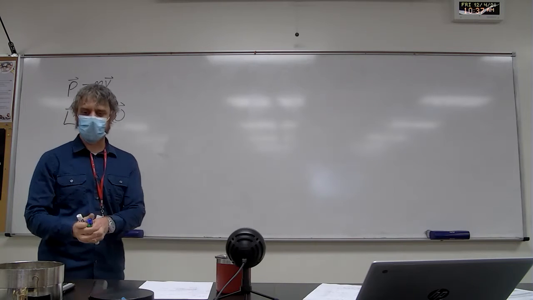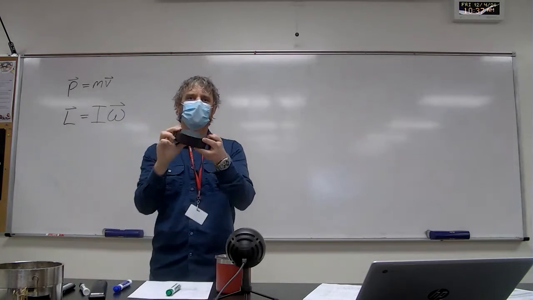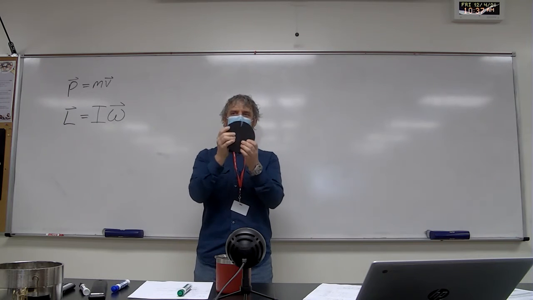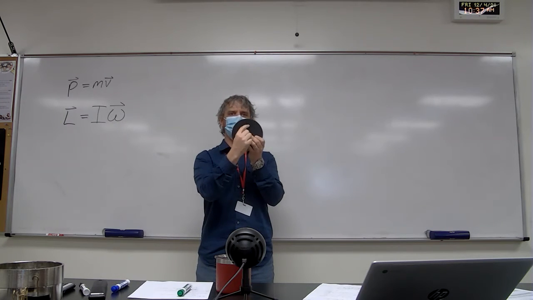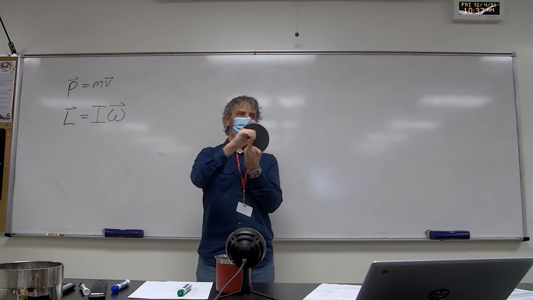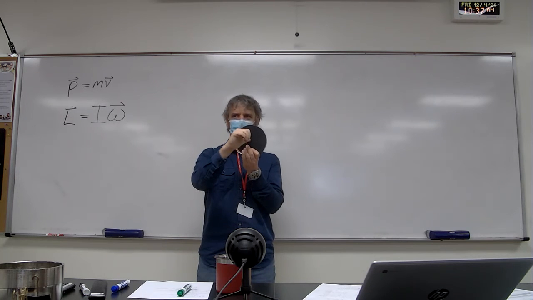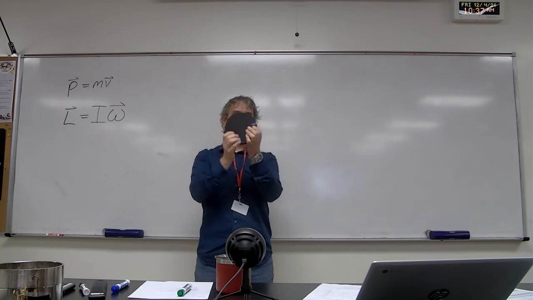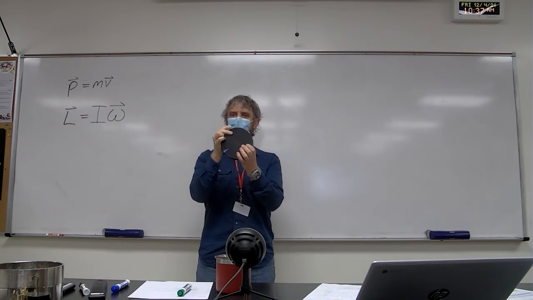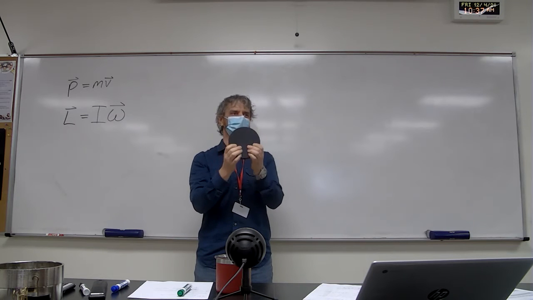Which means if I have a disk that's spinning clockwise, pick one of the little masses there, point your fingers in its direction, that's the position. Curl them in the direction of the linear momentum, the linear velocity, and your thumb would point in the direction of the angular momentum. So this guy's spinning this way, its angular momentum vector is pointing at me. If I spin it this way, it's pointing at you.